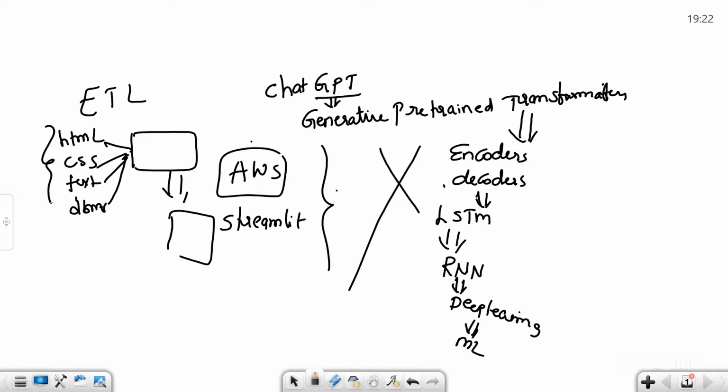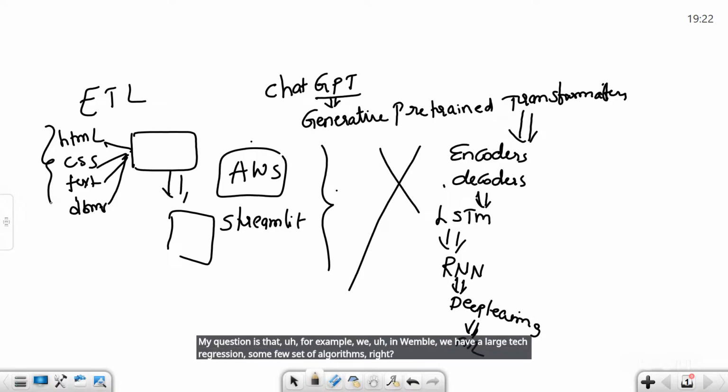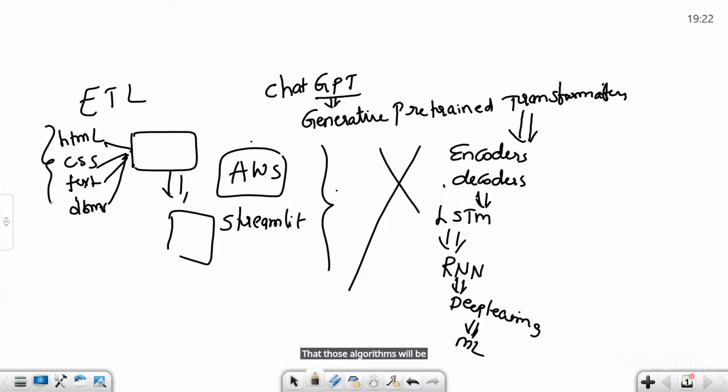Yes, Rajesh, go ahead. Hi, this is Rajshekhar. My question is, for example, in ML we have logistic regression and a few sets of algorithms, right? Correct. Will those algorithms be used in generative pre-trained transformers, or will it be based on different traditional algorithms? See, generative AI works majorly on unstructured data.